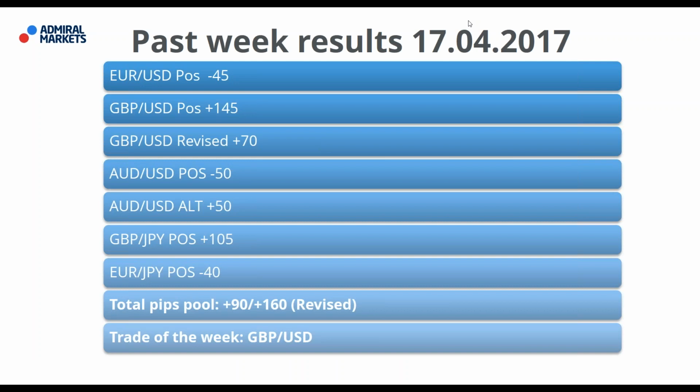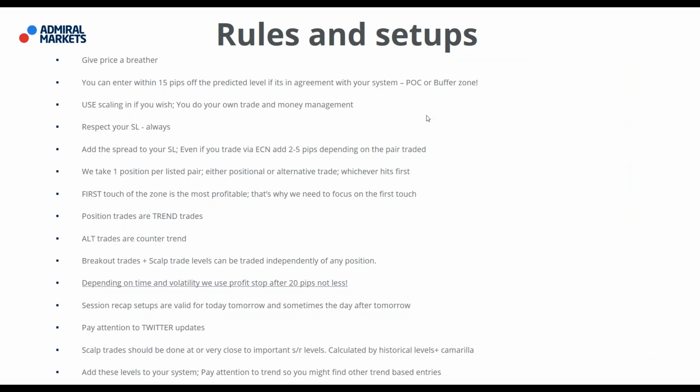Okay, and the last thing is, this is what happened during the previous week. Euro dollar positional trade minus 45 pips, pound dollar positional trade 145 pips, and for some traders it went even higher because pound dollar was definitely the trade of the week, and it produced even more pips than I originally put into the table. Then we have a revised setup. Basically I gave you another setup just a day or two after pound dollar rejected. 70 pips Australian dollar, minus 50 Australian dollar. Well, this was alternative, but we didn't count it. Pound yen positional 105 pips, euro yen positional minus 40, total pips pool 90, 160 revised if you took both of trades from session recap and revised trade. Again, if you didn't take revised trade, 90 pips overall among all of these trade setups.